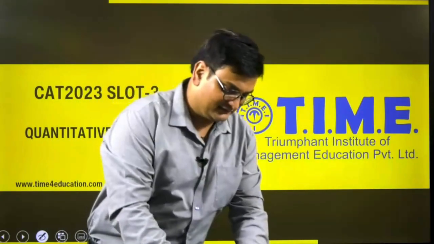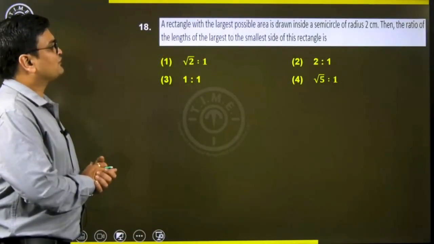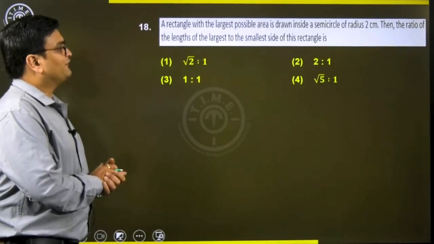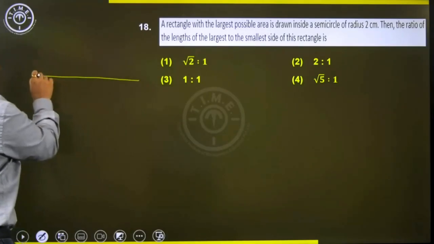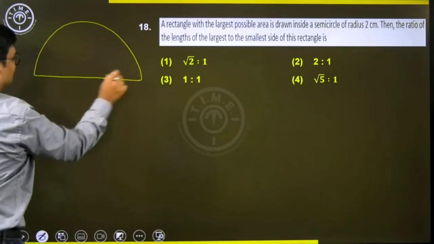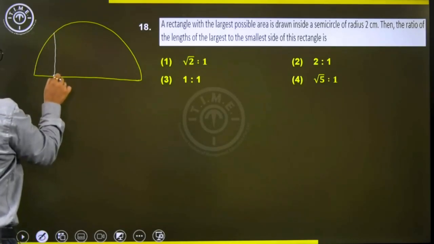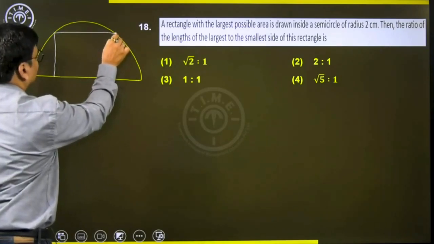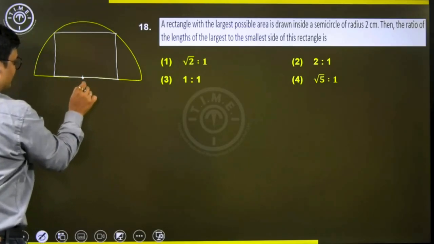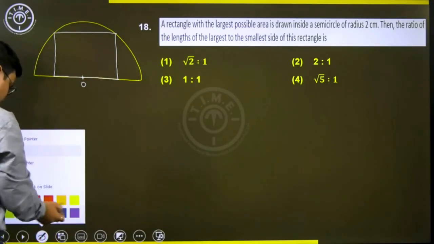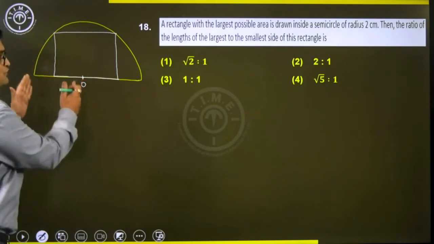So let's get started with the question. A rectangle with the largest possible area is drawn inside a semicircle of radius 2 centimeter. So let's just try to show the representation here. This is the semicircle, and in this we have, suppose, this rectangle. The center is here. The radius is 2 centimeters, so this overall is 2 centimeters.